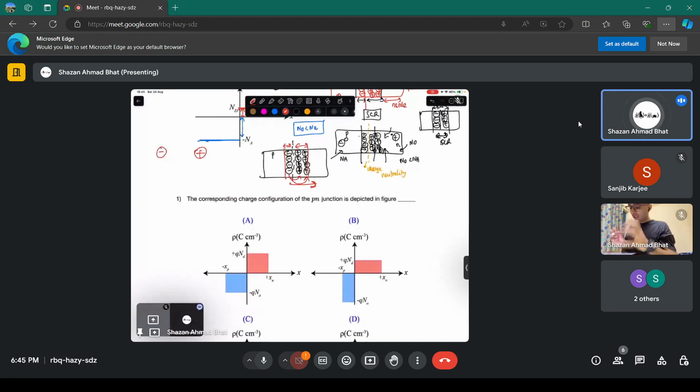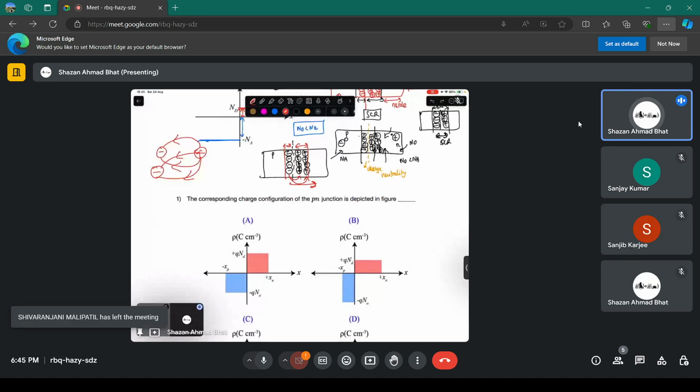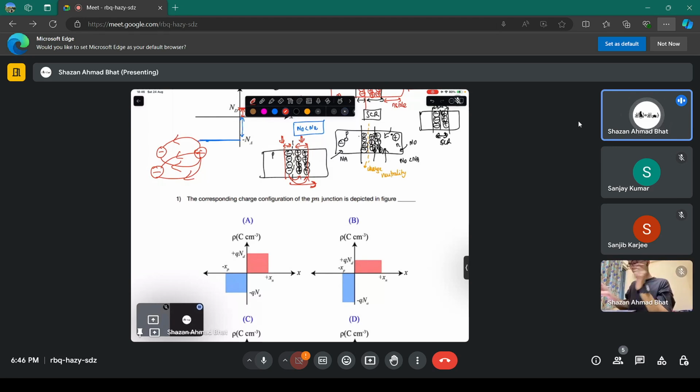Just to maintain the neutrality: if there is a positive charge, then for the electric field to terminate, there has to be a negative charge. But if there is one more negative charge, then the electric field lines will look something more like this. To maintain the charge neutrality on both sides, there should be an equal number of charges on this side and this side. That refines to the fact that you have a more spread out region on the N side and a less spread out region on the P side.